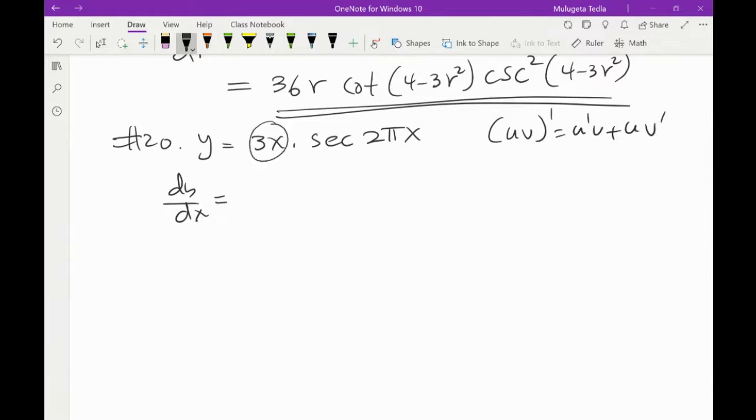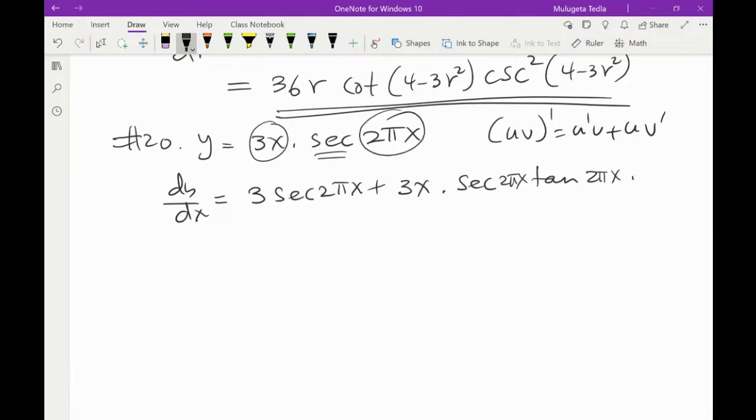The derivative of the 3x is 3 times v, secant of 2 pi x, plus u times the derivative of secant, which is secant of 2 pi x, tan of 2 pi x, times the derivative of the angle, which is 2 pi. If you forget that, you're losing marks for sure, because the derivative of secant of this is not this product only. The derivative of the angle must be multiplying it. So this is 2 pi and 3 is 6 pi, and I have what?